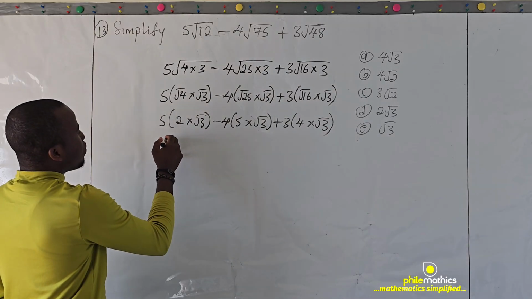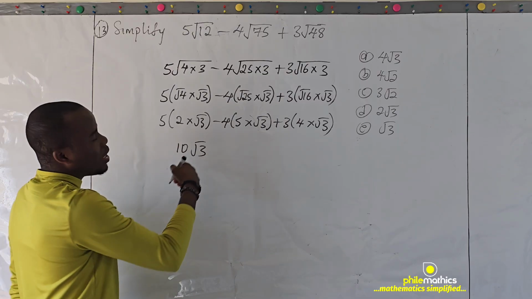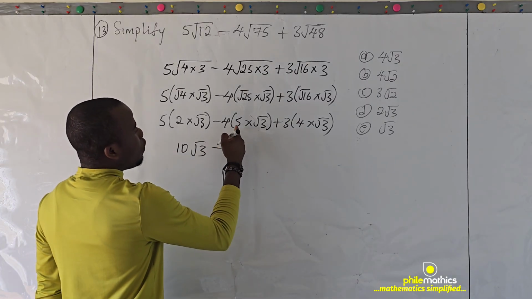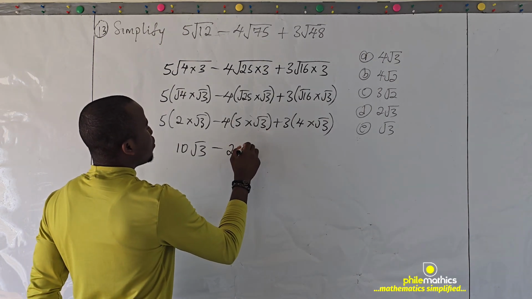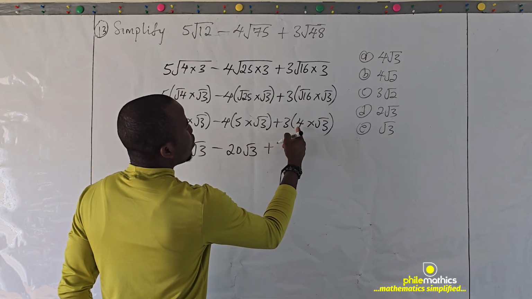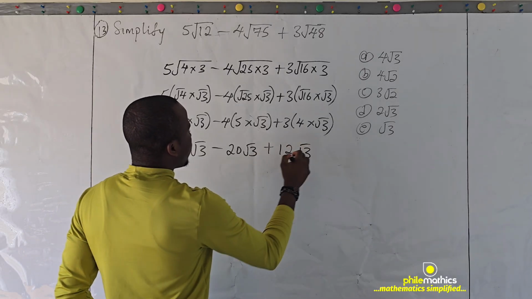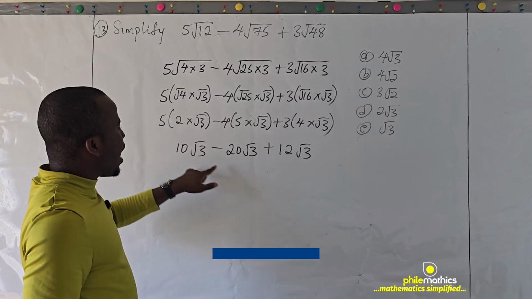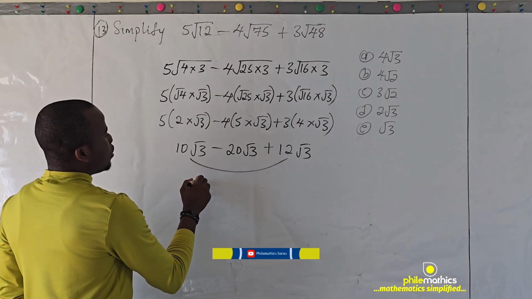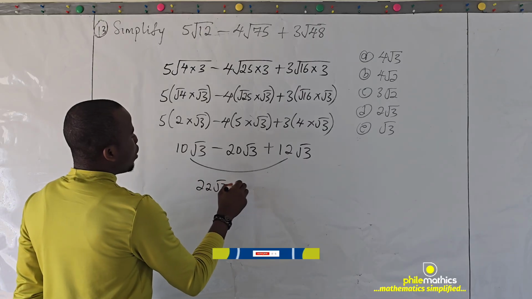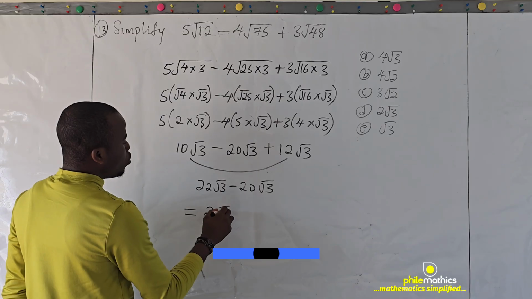2 times 5 is 10. So we have 10 root 3. Because 10 times root 3 is 10 root 3. Minus 5 times 4 is 20. And 20 times root 3 is 20 root 3. Plus 4 times 3 is 12. And 12 times root 3 is 12 root 3. And so we can easily add and subtract. 10 plus 12 root 3 is 22 root 3 minus 20 root 3. And finally, this is simply 2 root 3.